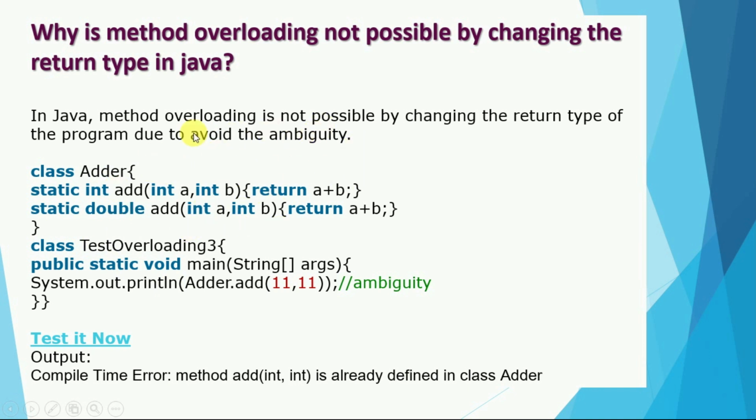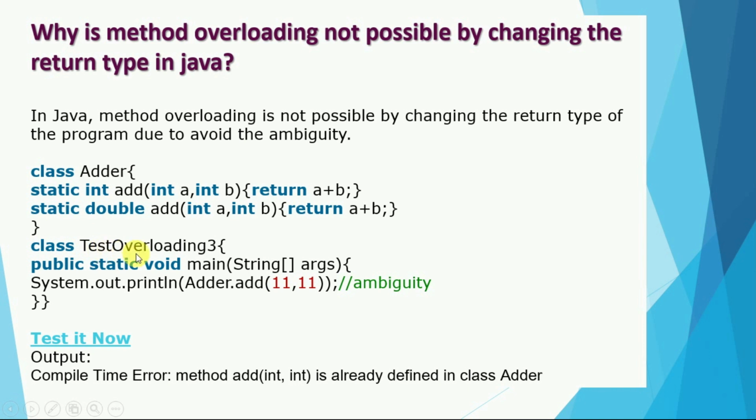So in Java, method overloading is not possible by changing the return type of the method, in order to avoid ambiguity and confusion. Let's take a look at this example. We have a class named Adder, and we have a static add method with two arguments, int a and int b, and it returns a plus b. In the second method, double add, we have int a and int b and return the a plus b value.